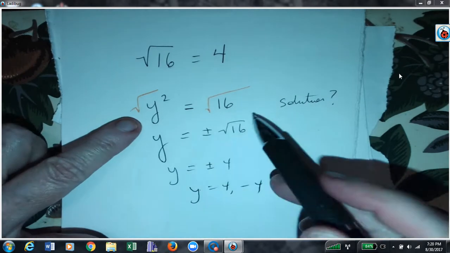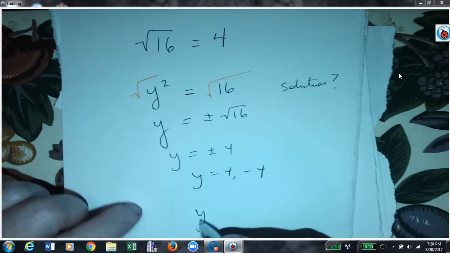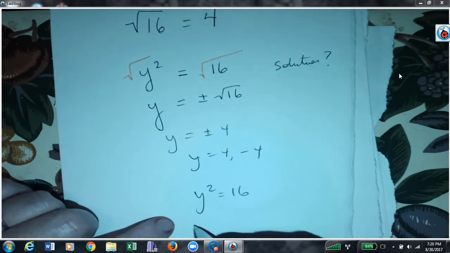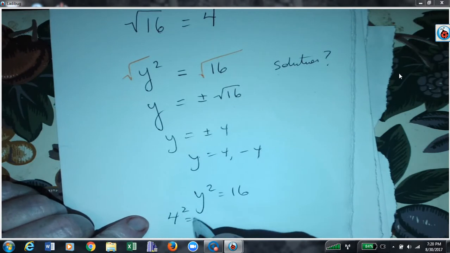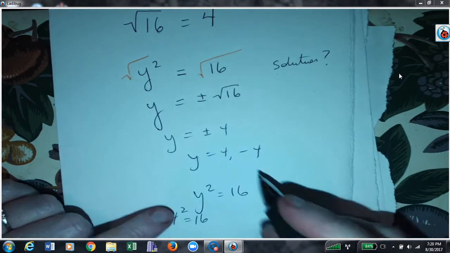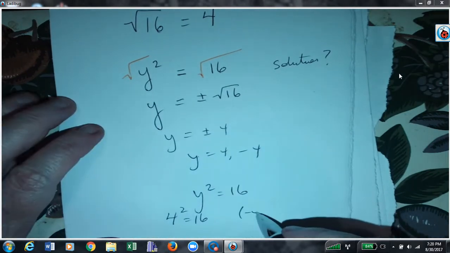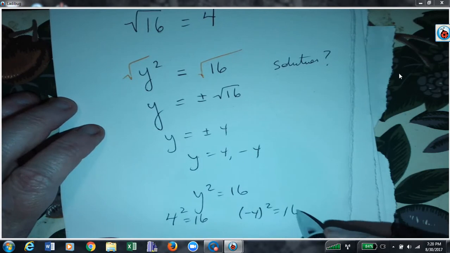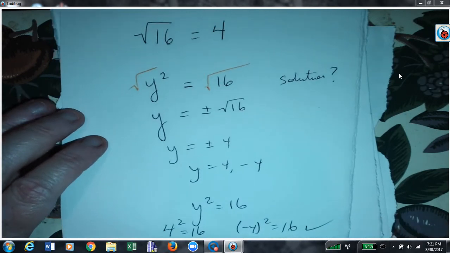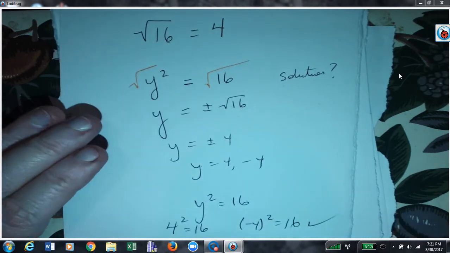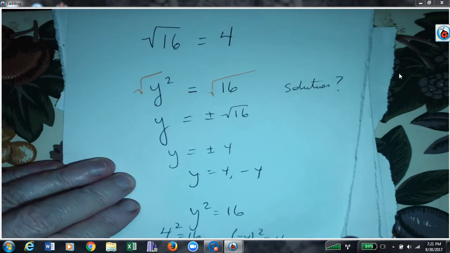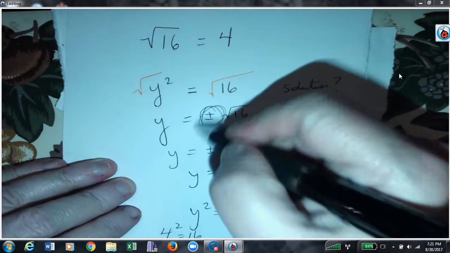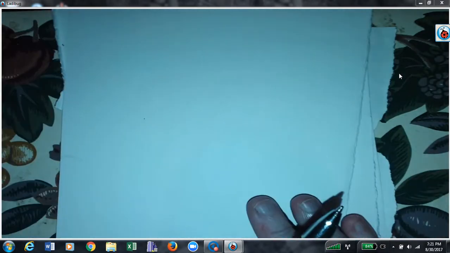And of course, if we go back to the original equation, we see that 4 squared is equal to 16. And if y is negative 4, then negative 4 all squared is also 16. So if we take even roots of both sides, we get 2 possibilities. Now, that's not the case with odd roots. If we take odd roots of both sides, we only have one answer.